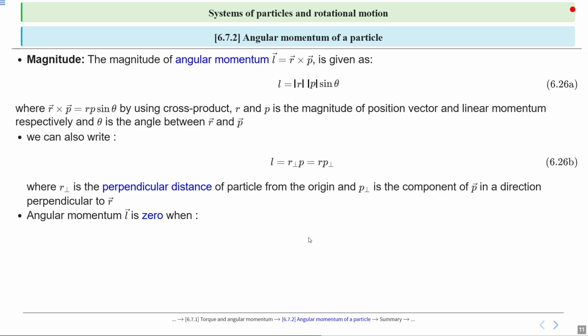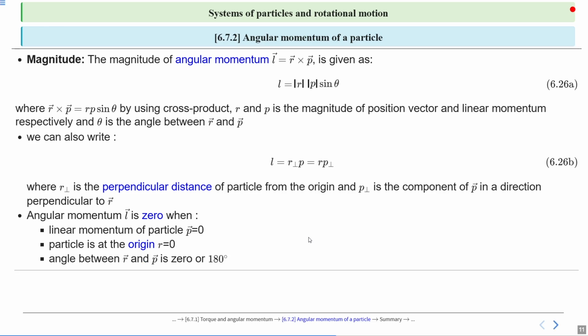So angular momentum L is 0 when the linear momentum of the particle is 0. In that case L equals 0. So from this formula it is clear that L depends on p, yes or no? Also, if the particle is at the origin, r equals 0. In that case, or when the angle between r and p is 0 or 180 degrees, the angular momentum is 0. All right.